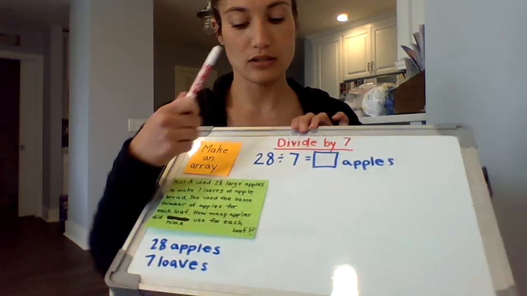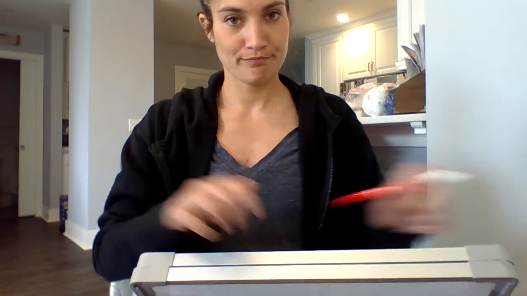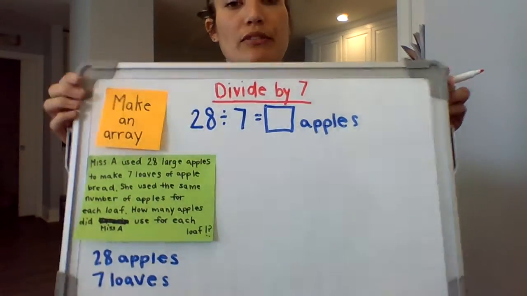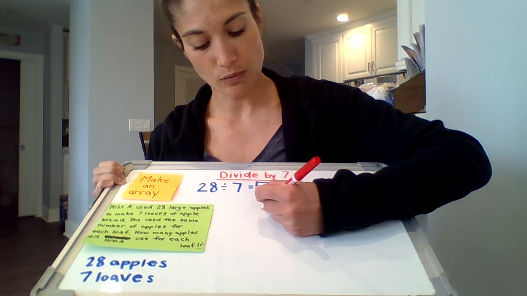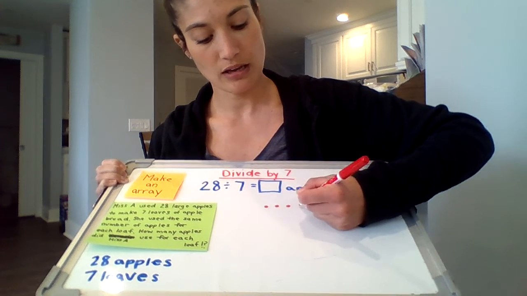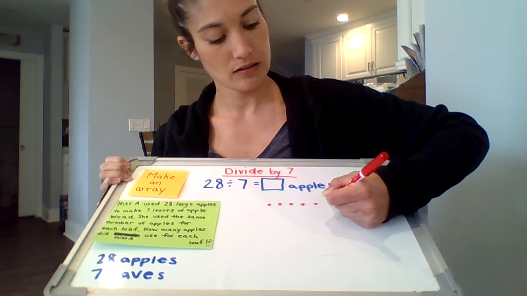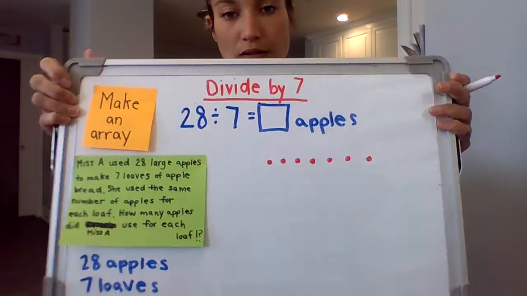So I am going to start by making one row of 7 at a time. 1, 2, 3, 4, 5, 6, 7. Okay.